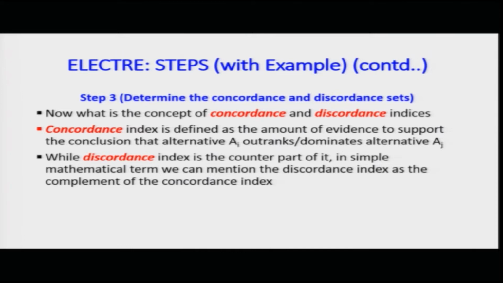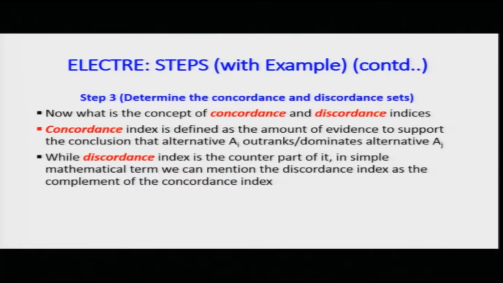Listen to this carefully, it is the amount of evidence to support the conclusion that alternative AI would outrank or dominate the alternative AJ. So, to what degree it will dominate will be given by the concordance values. Once you have those indices, you go for the concordance set. On the other hand, the discordance index is the counterpart of the concordance set. In very simple terms, it is the complement of the concordance set, which will support the conclusion that the alternative AI does not outrank or does not dominate the alternative AJ.